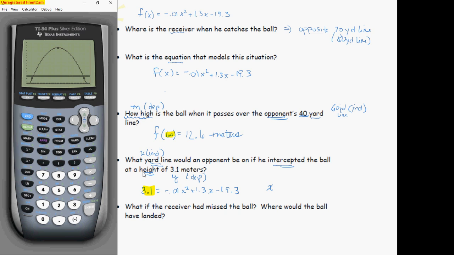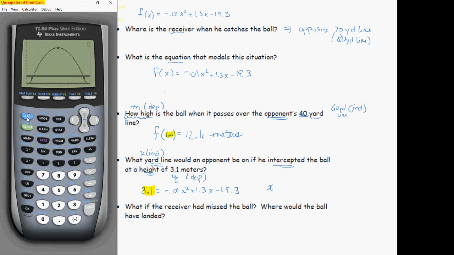Now, remember, they're asking what yard line the opponent would be on if he intercepted the ball. So remember, the quarterback is throwing from here, the ball's going up and on its way down. The receiver is over here. They're asking where the opponent would be on the yard line over here. So I don't want this intersection place right as the quarterback threw the ball. That would be like the lineman coming up and smacking it out of his hands. But here, this is the intersection place I want.